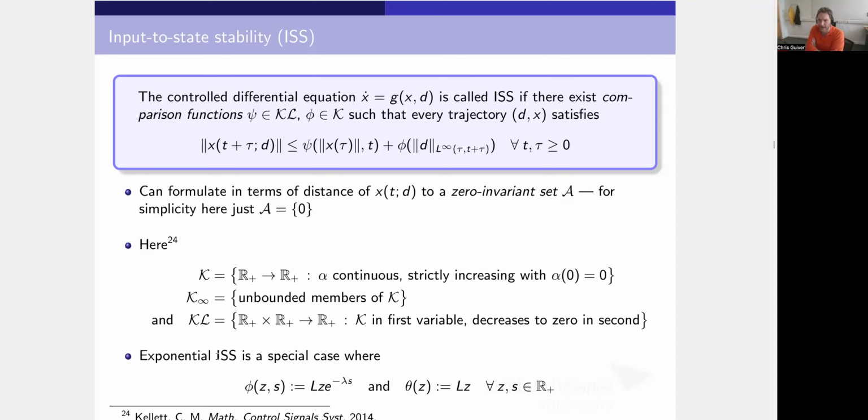Okay, occasionally we're going to mention exponential ISS, and that's a special case of ISS where my comparison functions take a certain form. So I have exponential decay in time, that's the e to the minus lambda s, and then linear growth in the initial state and in the input. And of course, it's worth mentioning that linear systems, if they're stable, are exponentially ISS. But of course, there are nonlinear systems which are ISS but not exponentially ISS. Okay.